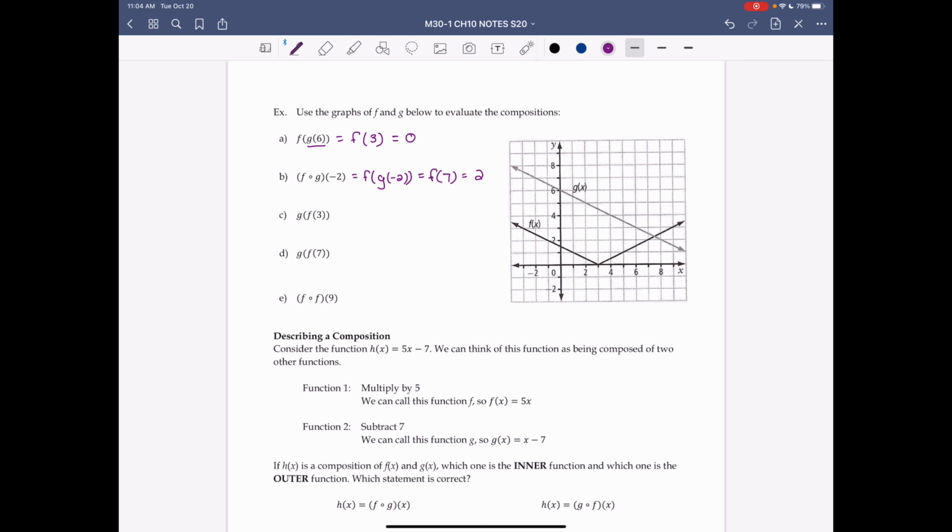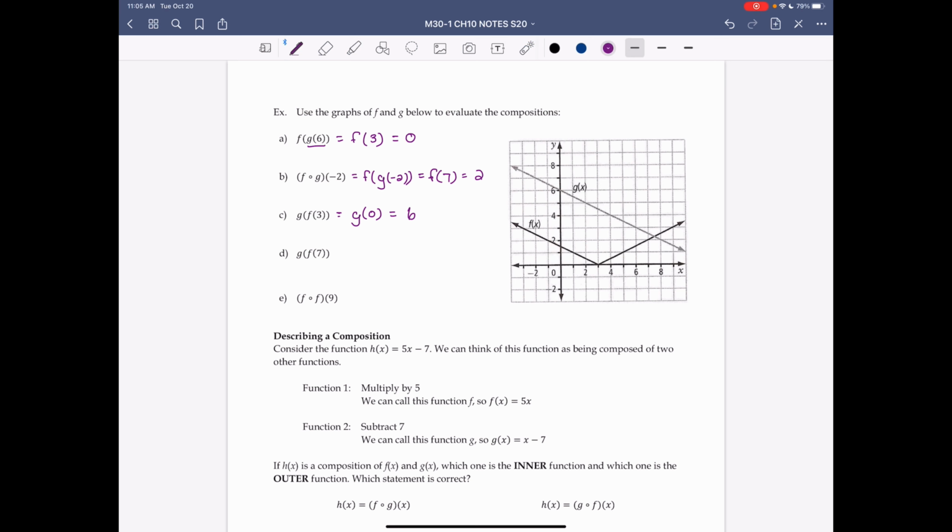G of f of 3, this time we're starting with the f of x function, and we're looking at when x equals 3. So x equals 3 on f of x, y equals 0, which gives us g of 0 because f of 3 is 0. And then we evaluate g of 0. So look back on our graph. At x equals 0, what is the value of y for g of x? It would be 6. So g of 0 is 6.